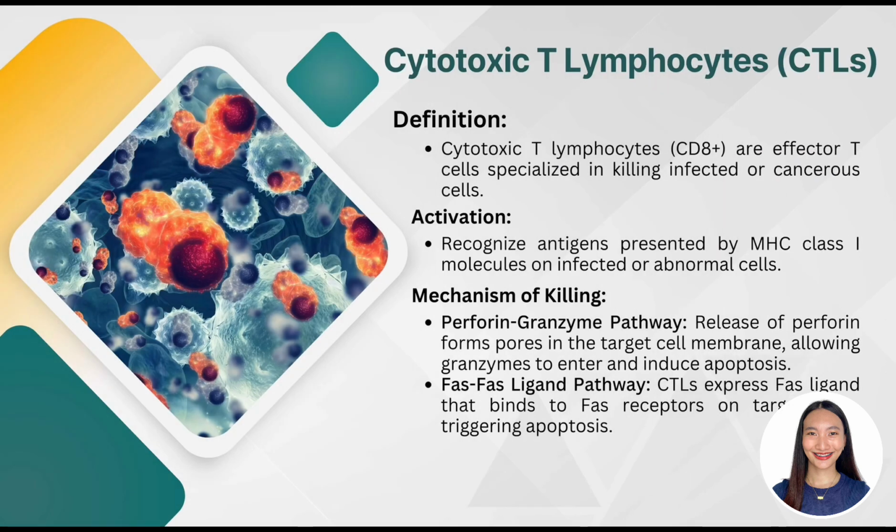Cytotoxic T lymphocytes, or CTLs, also called CD8+, are effector T cells specialized in killing infected or cancerous cells. For activation, they recognize antigens presented by MHC class I molecules on infected or abnormal cells. The two mechanisms of killing are the following. First, the perforin-granzyme pathway: release of perforin forms pores in the target cell membrane, allowing granzymes to enter and induce apoptosis. Next is the Fas-Fas ligand pathway: CTLs express Fas ligand that binds to Fas receptors on target cells, triggering apoptosis.